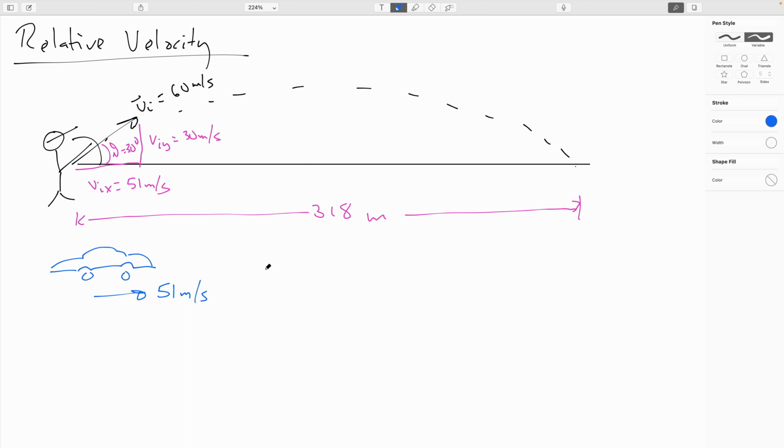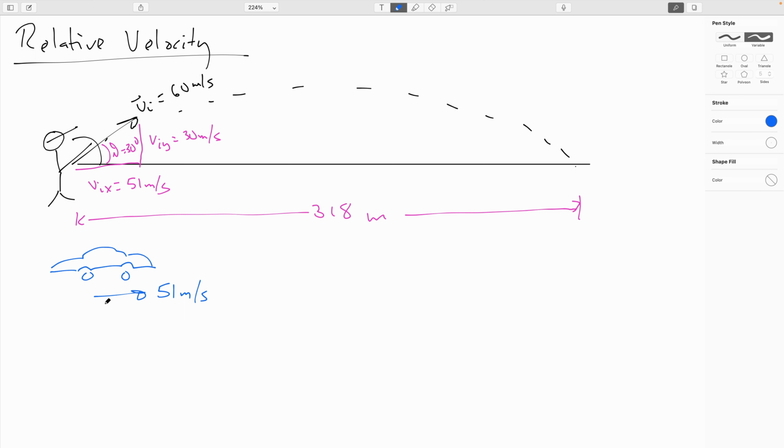Now, if somebody were to look out the window of the car at the arrow, what would they see the motion of the arrow as? So pause the video and get back with me on that.